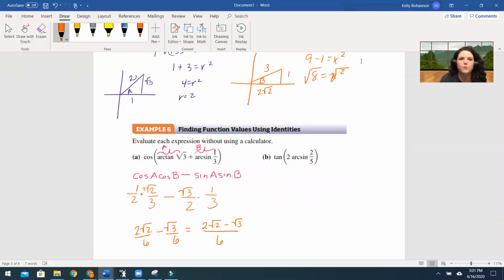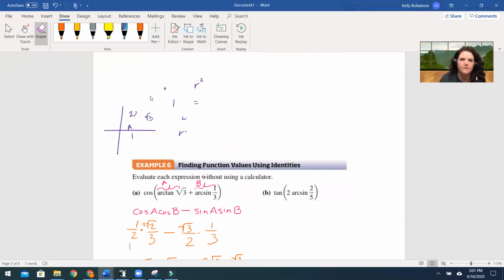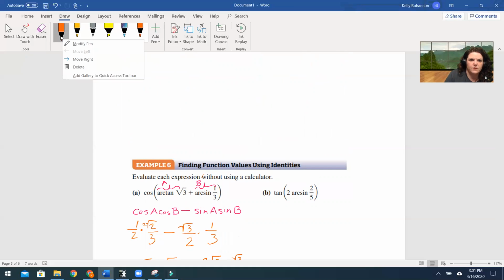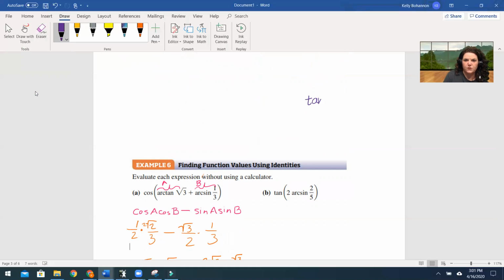All right, so let's do B. Let me erase some of this so that I have room to write it. All right, so this is the tangent double angle identity. So let me write down the tangent double angle identity in case you don't remember it and you don't have your sheet sitting right there in front of you. Tangent 2 theta is equal to 2 tan theta over 1 minus tangent squared theta.